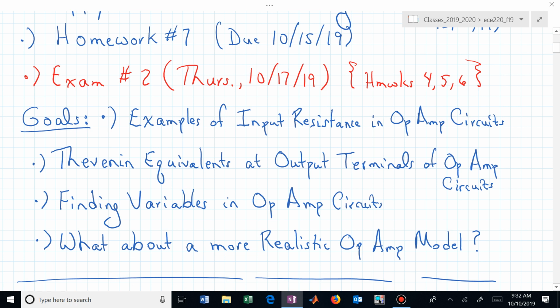And then we'll start maybe preparing for exam number 3 by looking at finding variables in op-amp circuits. Now I might ask you to find a given variable, and you now need to walk through the steps in our analysis process to try to find that variable of interest.